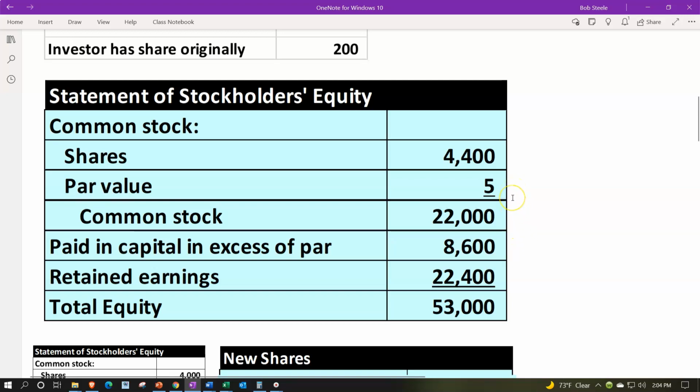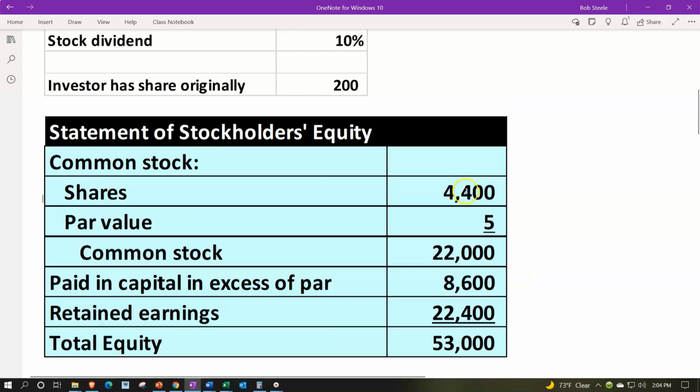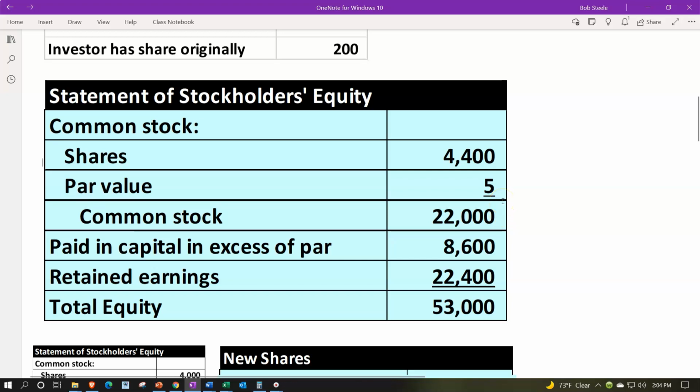The change to the common stock will be automatic in the sense that the shares will now increase because we're going to issue new shares with a 10% stock dividend, and then the par value will remain the same this time, which is different than a split, resulting in a change to the common stock. That means that the change in the paid-in capital will be the market price, $14, minus the par value of 5 times the new shares. So this is what's going to happen.